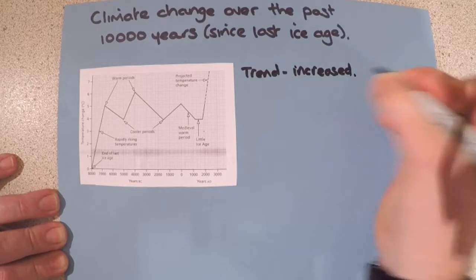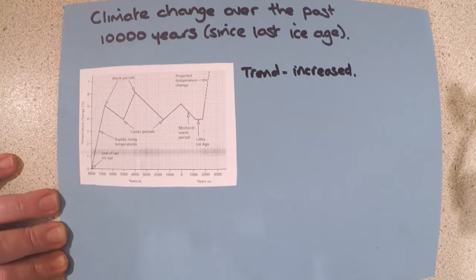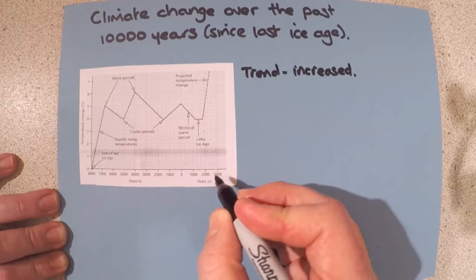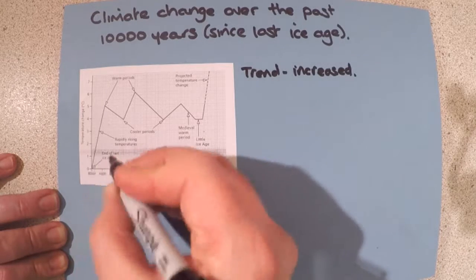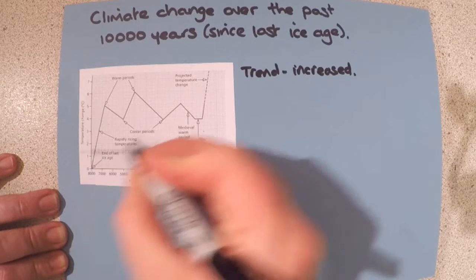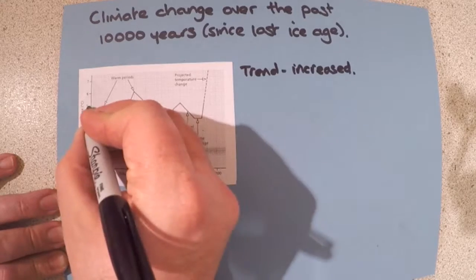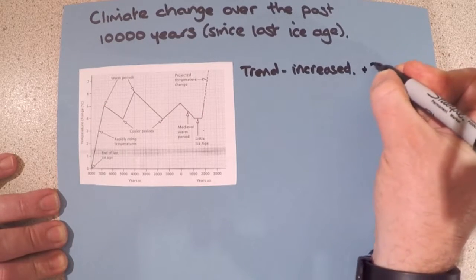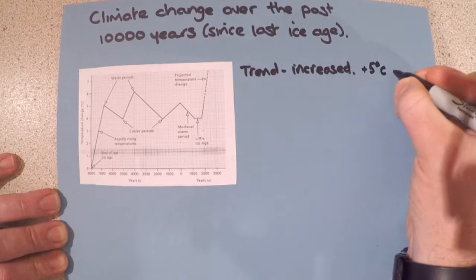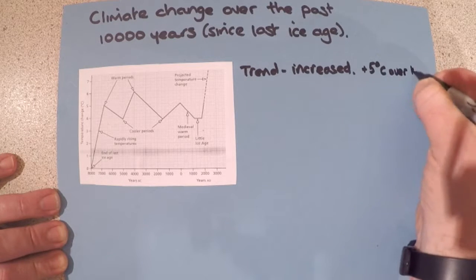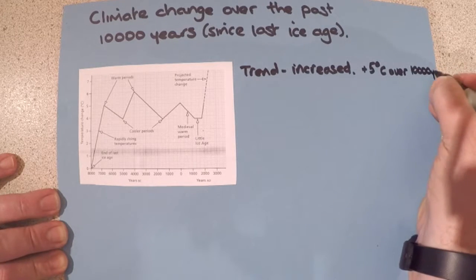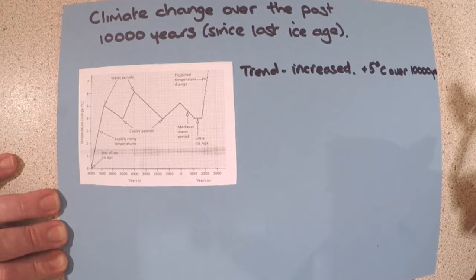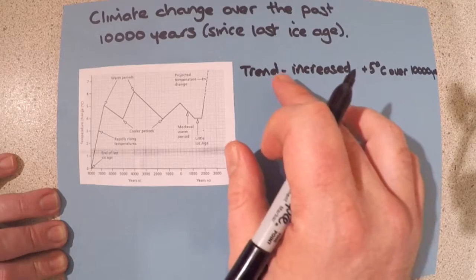Now the examiner may well ask you to include data as part of your answer. So over that period of 10,000 years, the change has been positive by 5 degrees Celsius. 5 degrees over 10,000 years. Okay. Now, if it is a question that's got a higher tariff, if it's 2 marks, maybe 3 marks, we must make sure that we've got in here that the trend has increased.